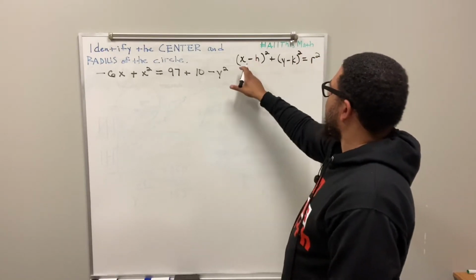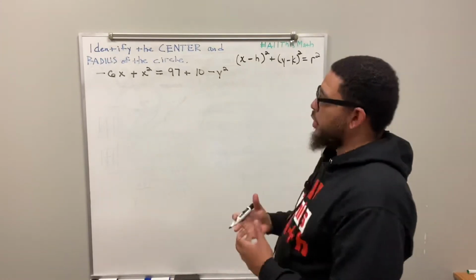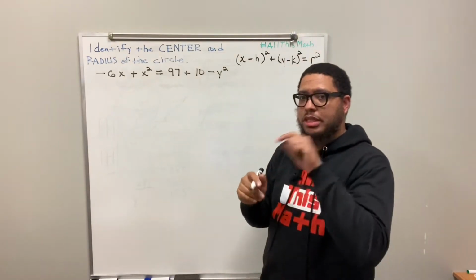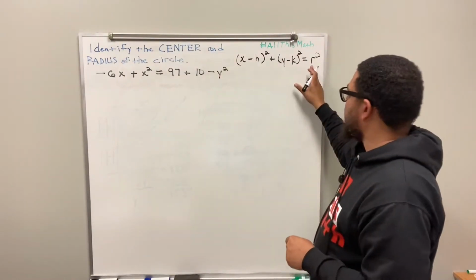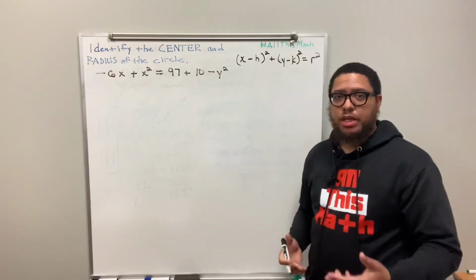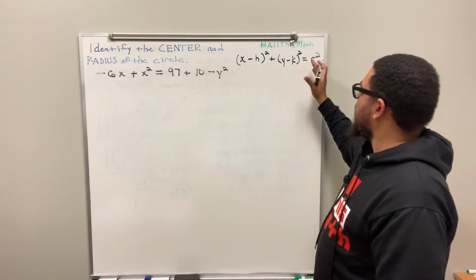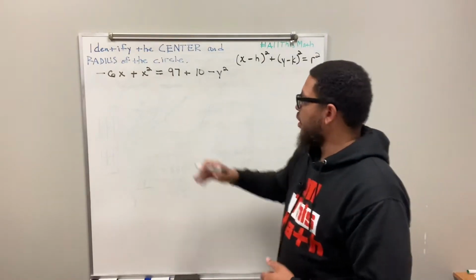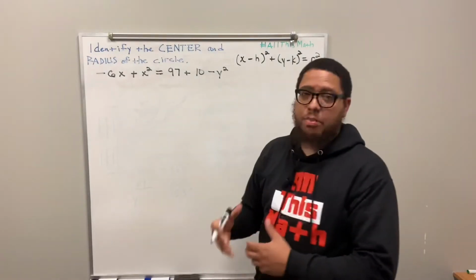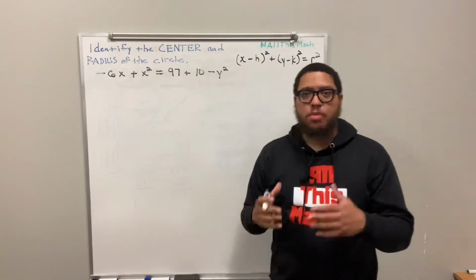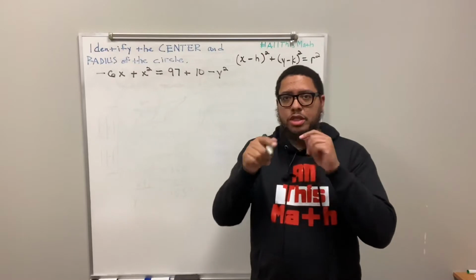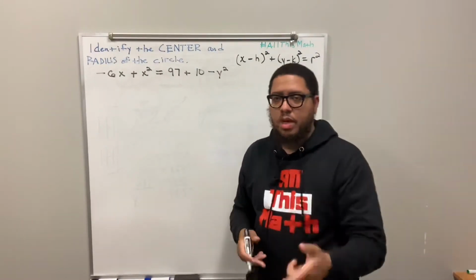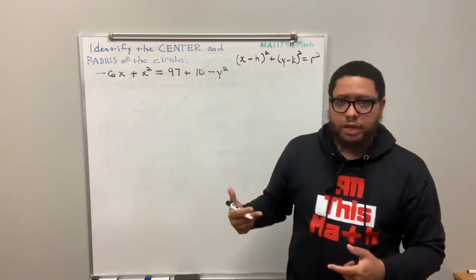So x and y are the values of any points on the circle. H and k represent the coordinates of the center of the circle. R stands for radius, and in the equation, the radius is squared. So we're going to take what we have here and put it into the format of the standard form of an equation. Once we do that, we'll be able to pull out the coordinates of the center of the circle and the value of the radius.